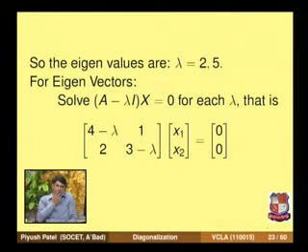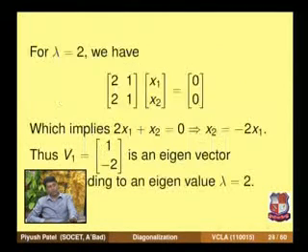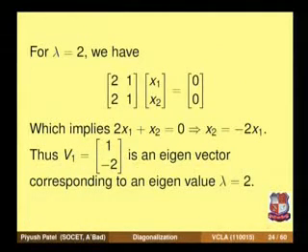Diagonalizable. So for eigenvectors we solve the homogeneous system of linear equations, say (A minus lambda I) x is equal to 0, for each eigenvalue lambda. That is, we have the system [4 minus lambda, 1; 2, 3 minus lambda] times the column vector (x1, x2) equal to (0, 0). Now by putting lambda equal to 2, the first eigenvalue, we have the following system: [2, 1; 2, 1] (x1, x2) = (0, 0).